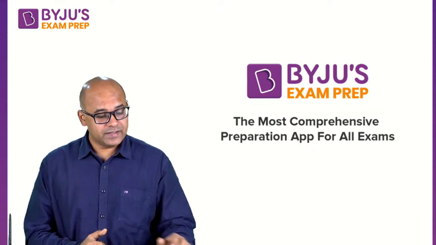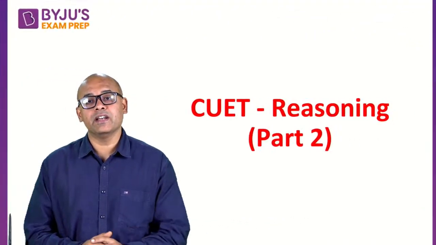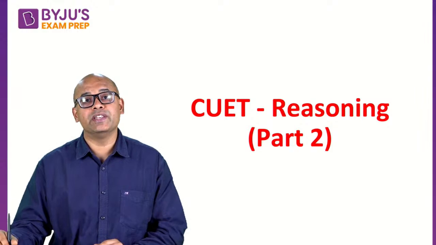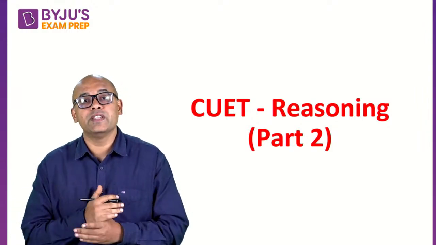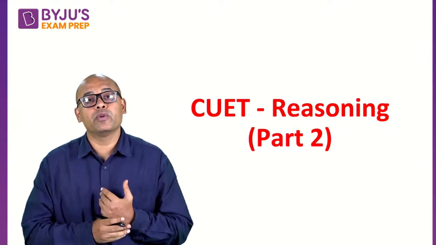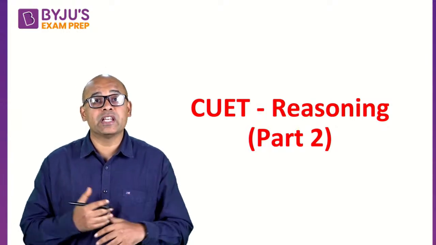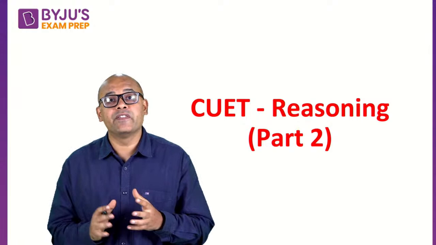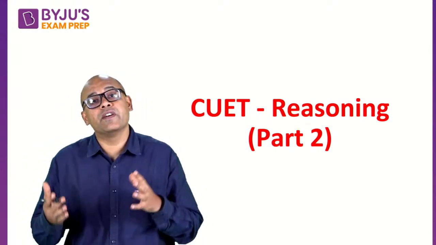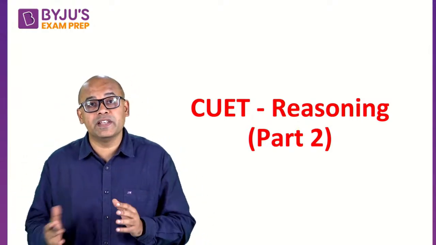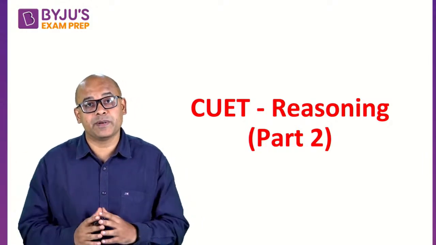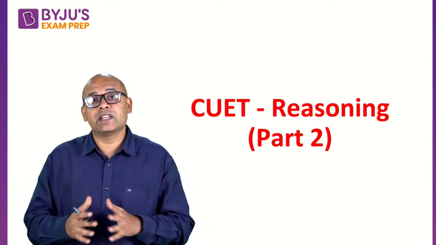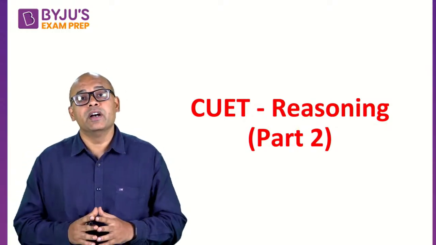So friends, this is a continuation of the reasoning topic of your CUET. In the last session, that is part 1, we have seen what are the most important questions that come in CUET as far as reasoning is concerned. I have discussed what are the types of reasoning. We have seen verbal reasoning, non-verbal reasoning, all the types of questions. At least we have seen the bifurcation, how many questions are expected and so on and so forth. So today it's a continuation of the same topic.